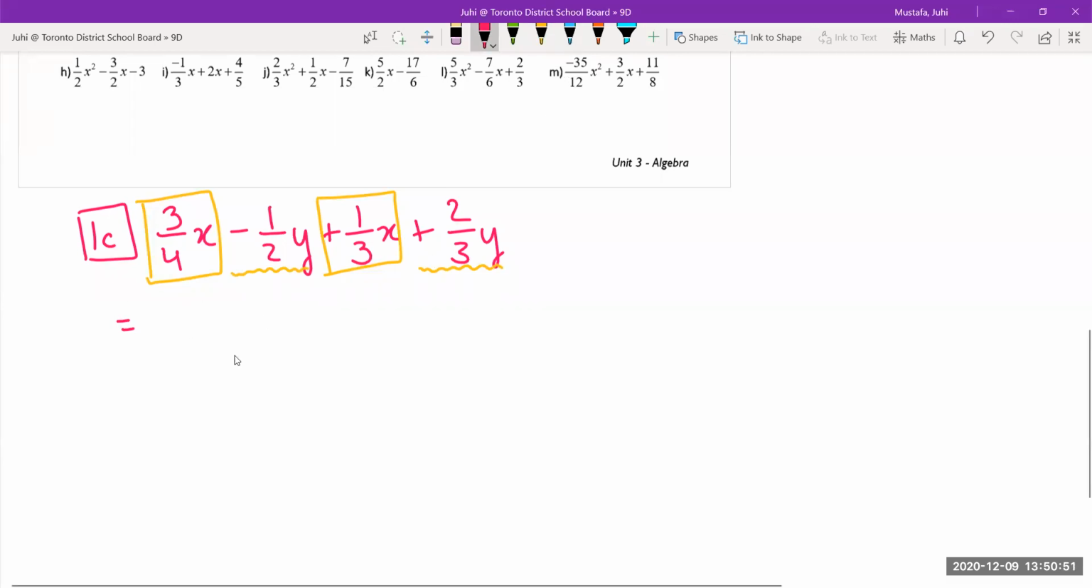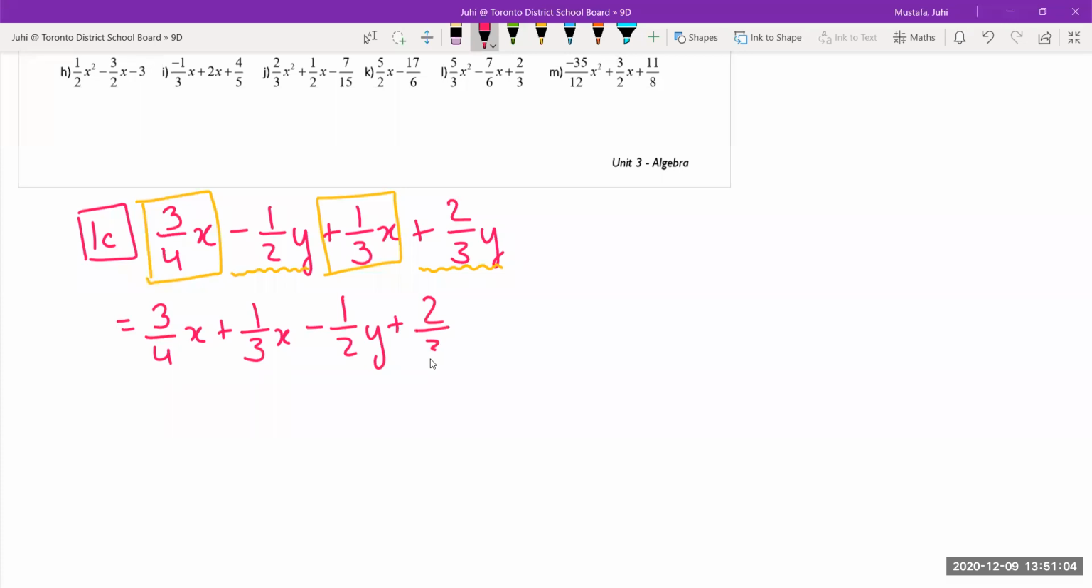So once you've identified your like terms, you're going to gather them up. It's called collecting like terms. So 3 over 4x plus 1 over 3x minus 1 over 2y plus 2 over 3y. Be really careful because as you're collecting like terms, the sign in front of the number goes with that number. So see this positive, it travels with the 1 over 3x, and then when you rewrite it, you're writing it all together. See this negative, it goes with the half y. So when you move the half y over, the negative sign goes with it. The positive 2 over 3y, it also goes with it.